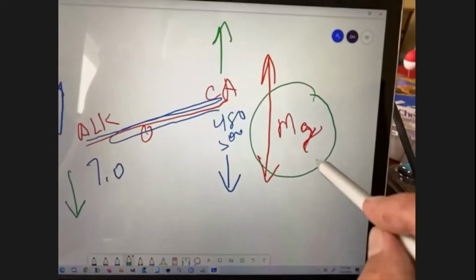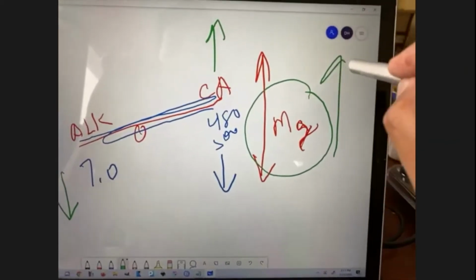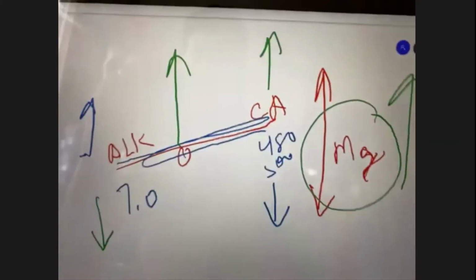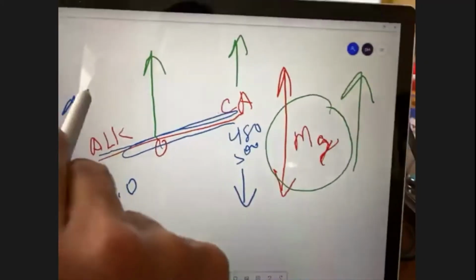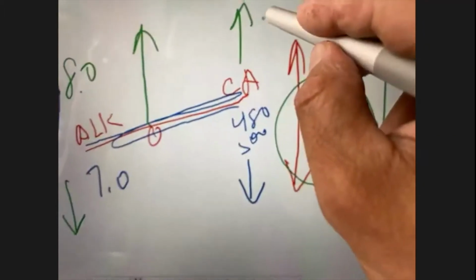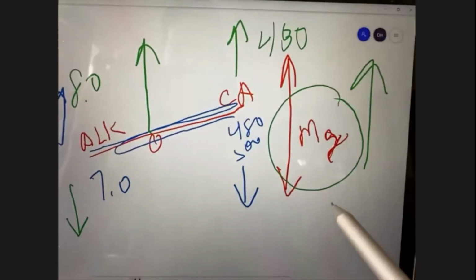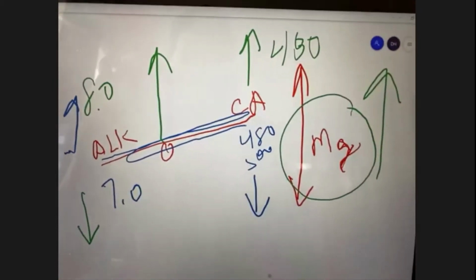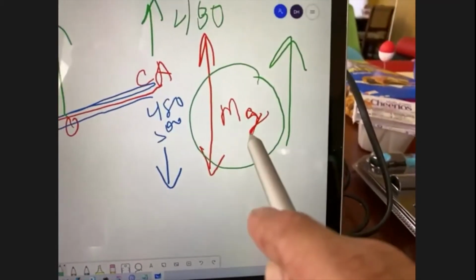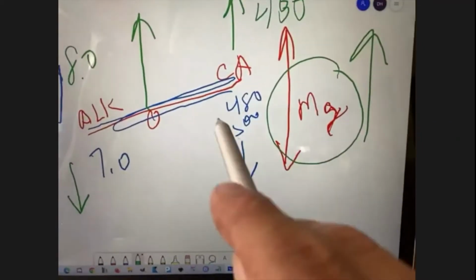What mag is going to do is, if you get your mag to go up, it's going to bring this whole scale upward as well. That means now you can get an alk of 8.0, and in addition to that, you can get calcium at 480 if you wanted to. So that's why I say mag is the first thing you want to fix, and then you can fix your alk and then your calcium.